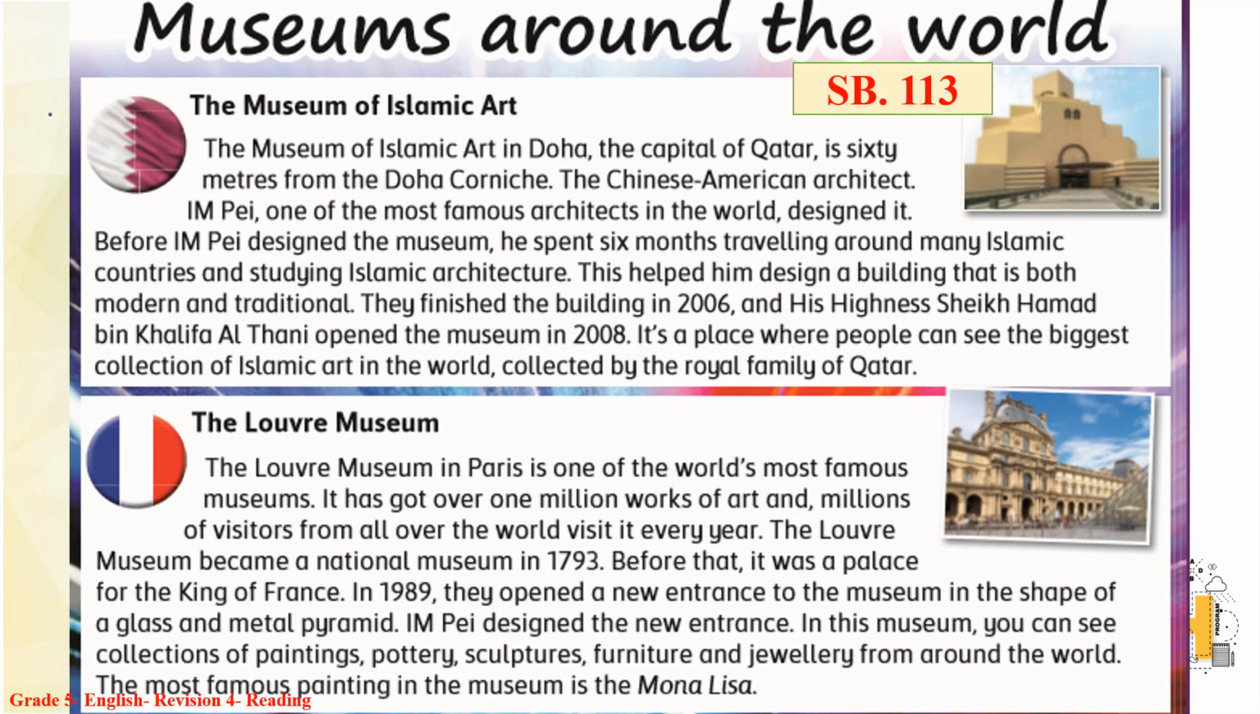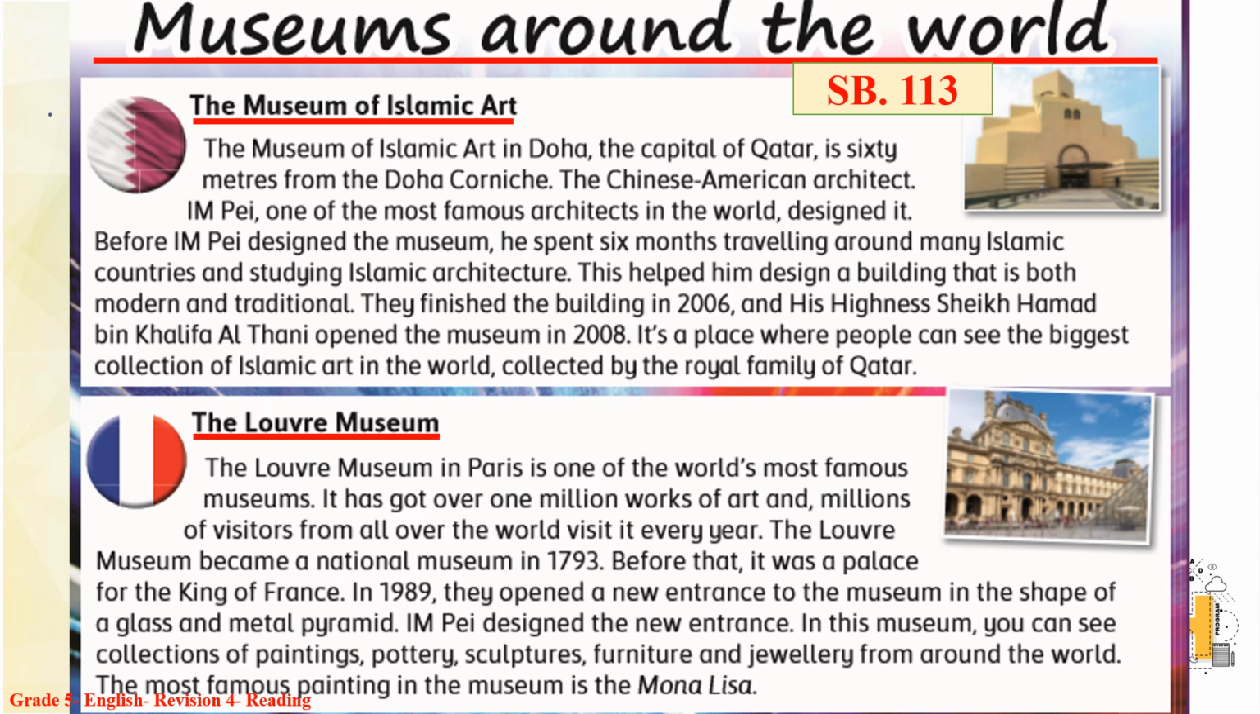Now, look at this text in your student book, page 113. Let's find the main idea. First, the title: Museums Around the World. Here we have subtitles: the Museum of Islamic Art and the Louvre Museum. We also look at the pictures here. We have 4 pictures. So the pictures of museums.